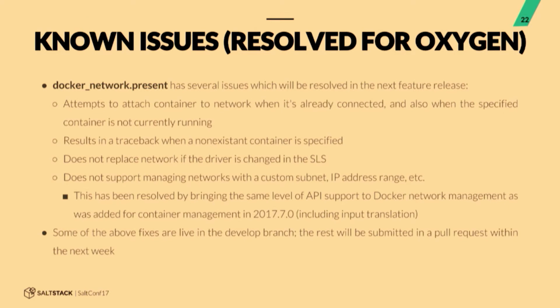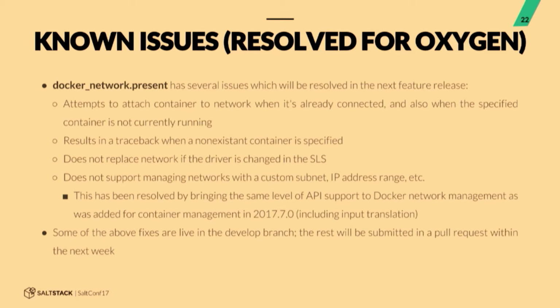The docker_network.present state also, as of 2017.7, if you change anything about it, currently the only things you can configure are the driver and the driver options. If you try to change, for instance, the driver options, that won't cause the network to be replaced. It's similar in that respect to the docker_image and docker_volume states, in which it's only checking to see if a network by that name exists presently. So if you want to change any of the configuration of the network, it's not actually going to replace it right now, which is not good, but will be resolved for the next feature release.